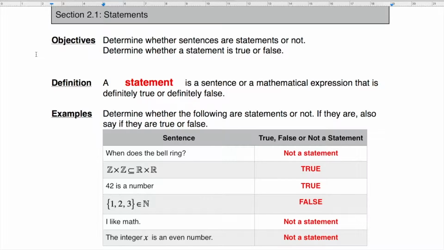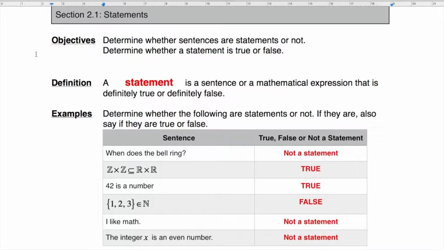And why is that? Well, N is composed of numbers, so 1 is included in N, 2 is included in N, 3 is included in N, but there are no sets included in N, so the set {1, 2, 3} is not included in N. So it's a false statement. It's still a statement.